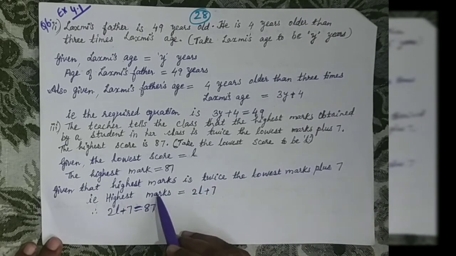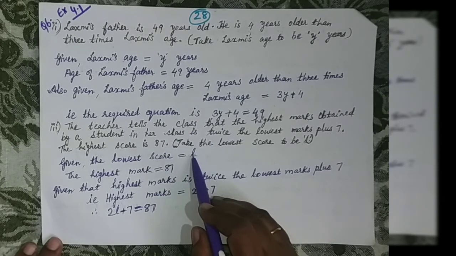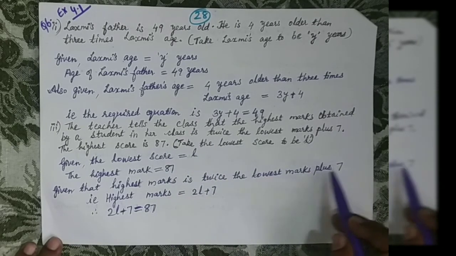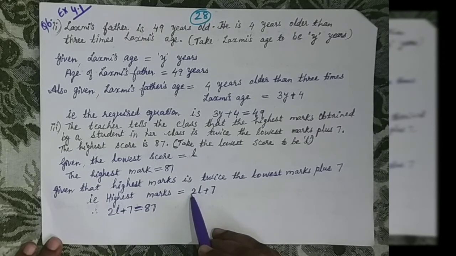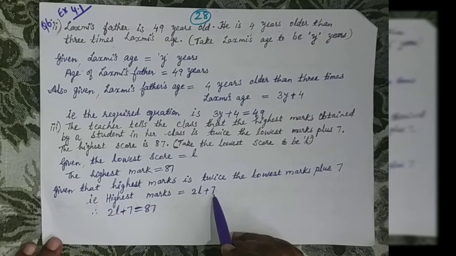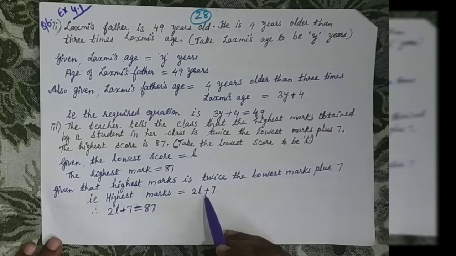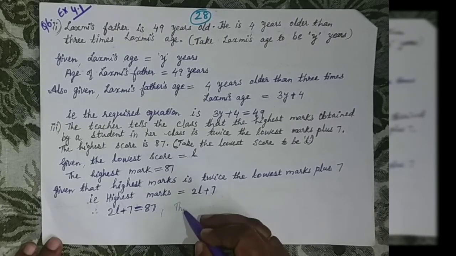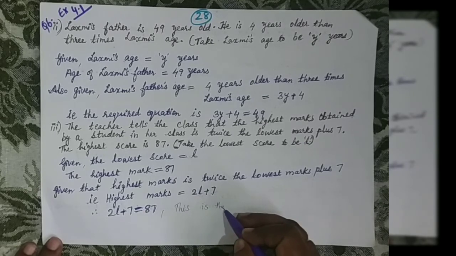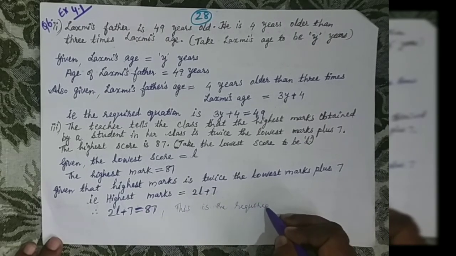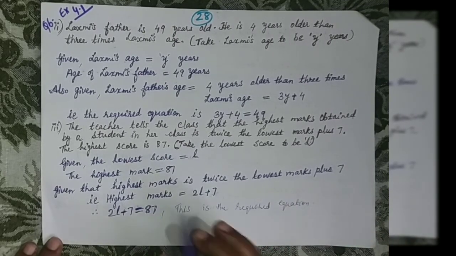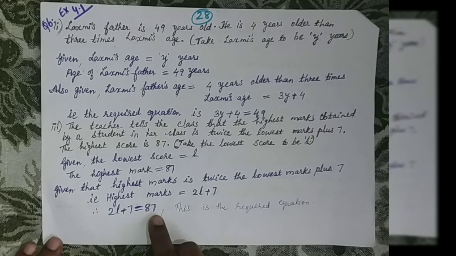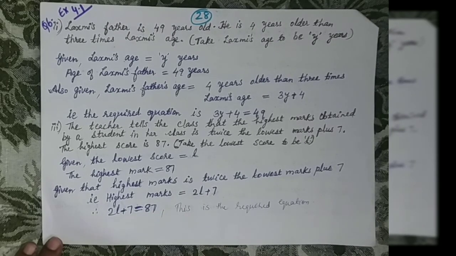That means highest mark is twice the lowest mark, and lowest mark is L. Twice of it means 2L, plus 7. This is the statement we form for highest mark. Now, this is also highest mark. So, how can we form the equation? 2L plus 7 is equal to 87. This is the required equation. The question is to form the equation. So 2L plus 7 is highest mark and 87 is also highest mark. So we have equated and formed the equation.